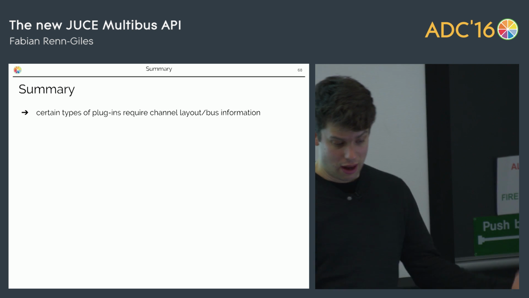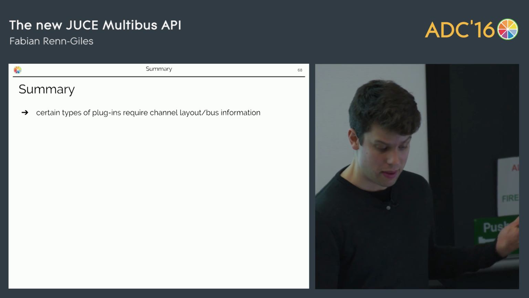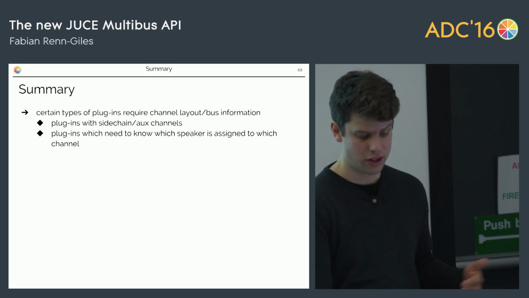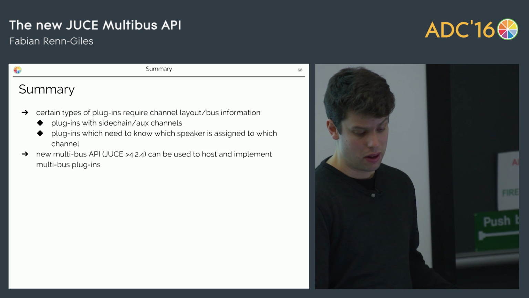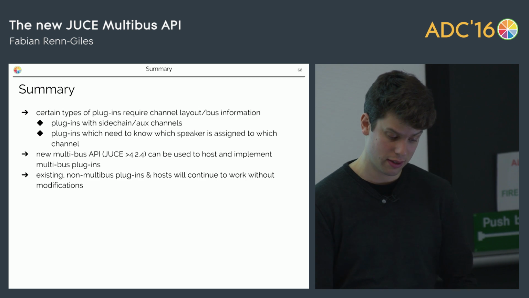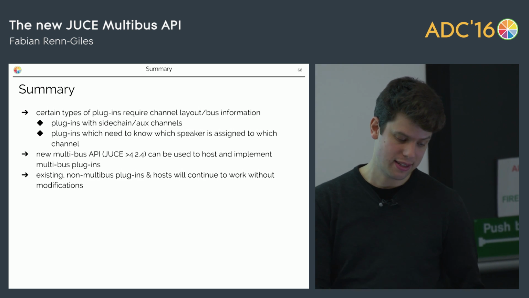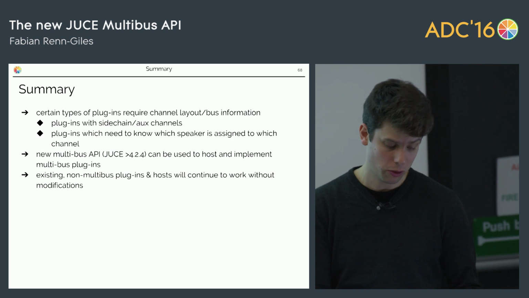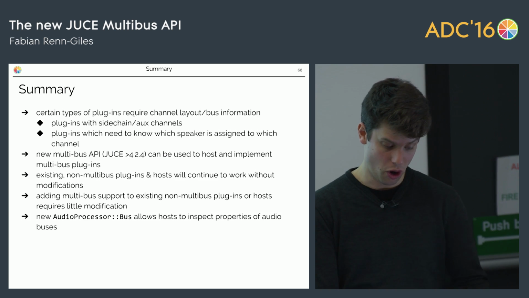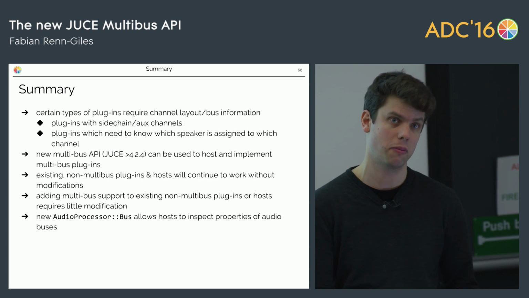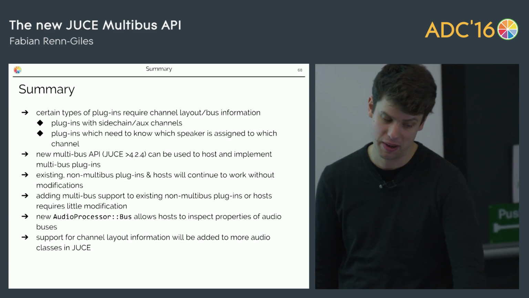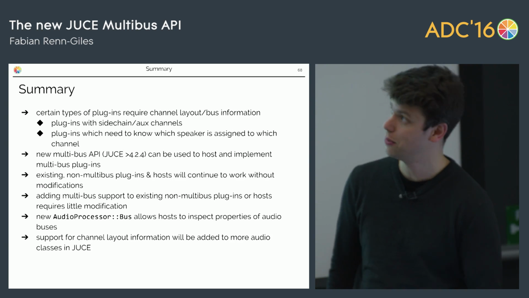Okay, so I talked about that certain types of plugins require channel layout information and bus information, plugins with sidechains and aux channels. The new Multibus API can be used to host and implement these types of multibus plugins. It's quite easy to extend existing non-multibus plugins and hosts to be multibus. There's a new audio processor bus class which allows you to inspect the properties of an audio bus, and more support for this channel layout information will be added to more audio classes in JUCE.